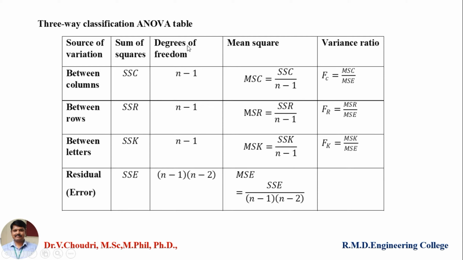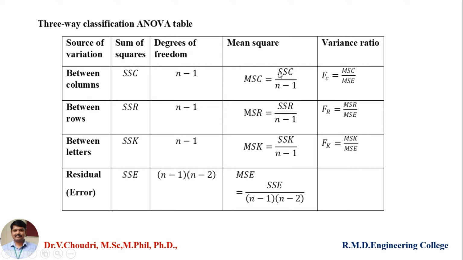And degrees of freedom: n minus 1, n minus 1, n minus 1 for column, row and treatment, and for error, n minus 1 into n minus 2. Next column, mean square, the short form is MS. So how do we denote this one? Mean square of columns, mean square of rows, mean square of letters or mean square of treatment, mean square of errors. So what is the formula?